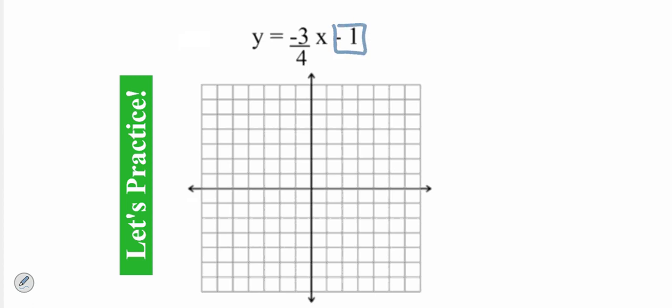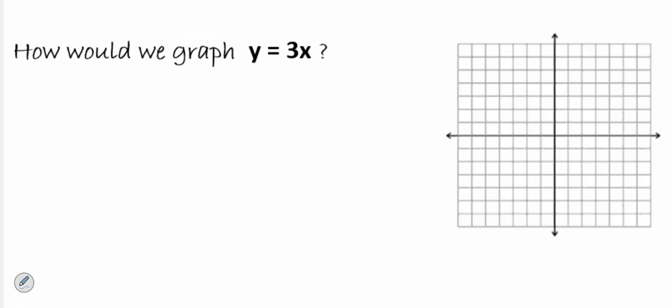Our y-intercept is -1. Our slope is -3 over 4. So we're going to go down 3. 1, 2, 3, over 4. 1, 2, 3, 4. And we're going to draw our line connecting those 2 points. All right, nice. Let's see if we have anything else to do.